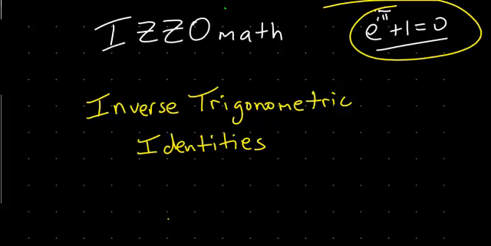Note, e to the i pi plus 1 is 0. You will figure that out in Calc 2, okay?